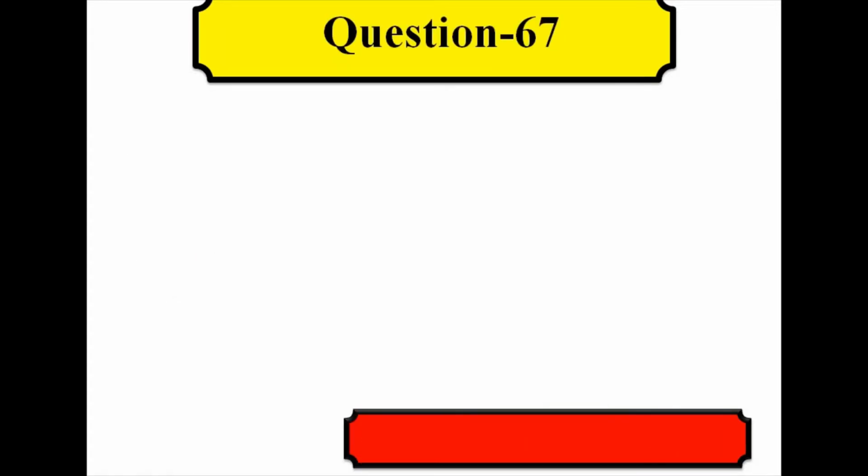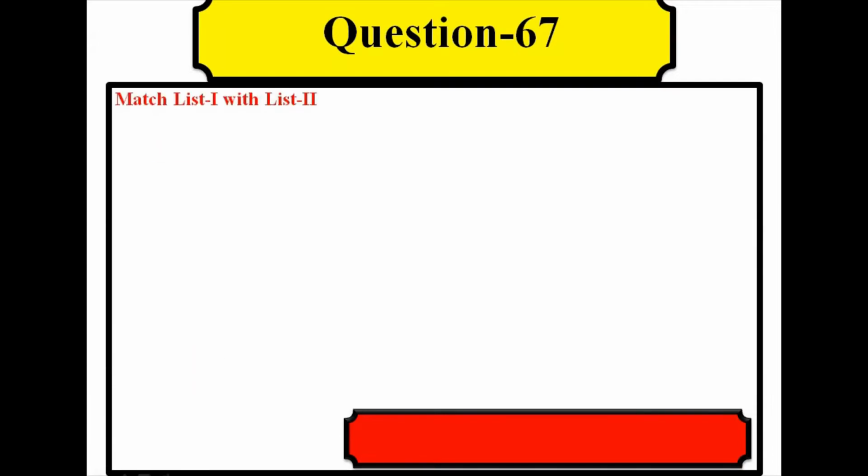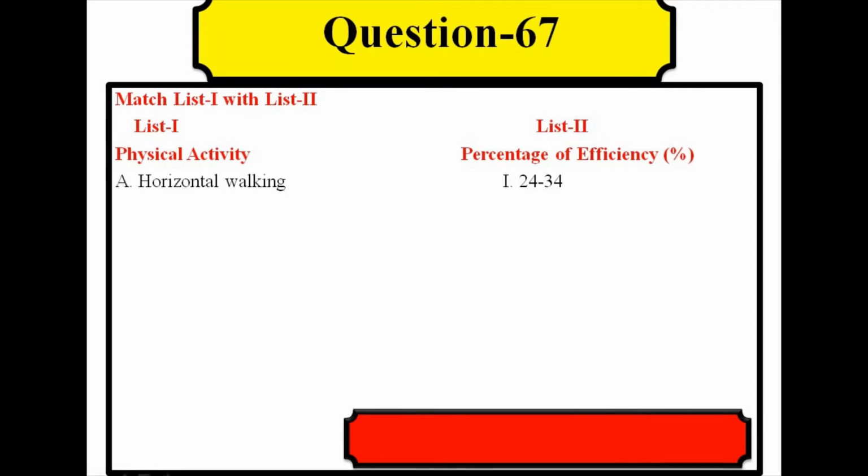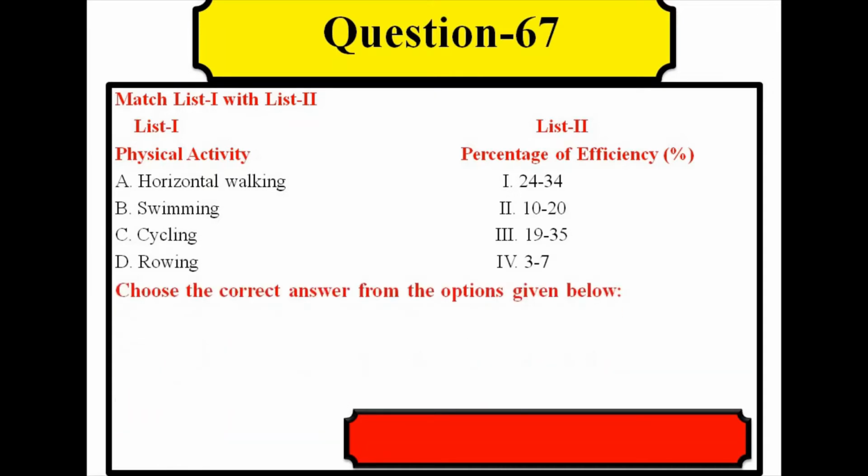Question 67. Match List 1 with List 2. Physical activity and percentage of efficiency. A. Horizontal walking - 1. 24 to 34. B. Swimming - 2. 10 to 20. C. Cycling - 3. 19 to 35. D. Rowing - 4. 3 to 7. Choose the correct answer from the options given below.